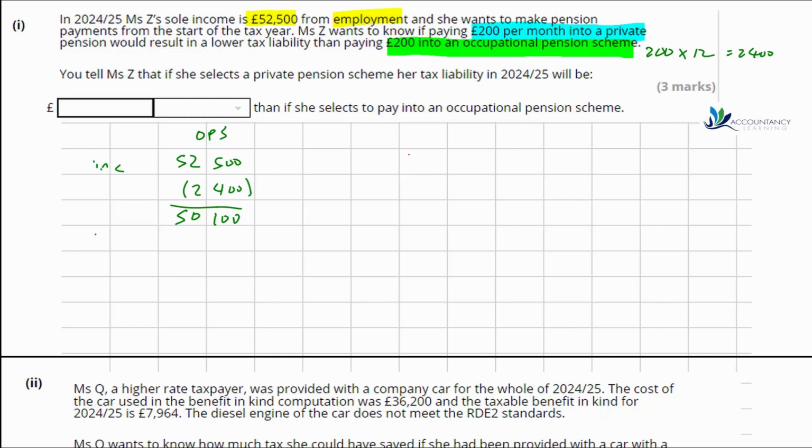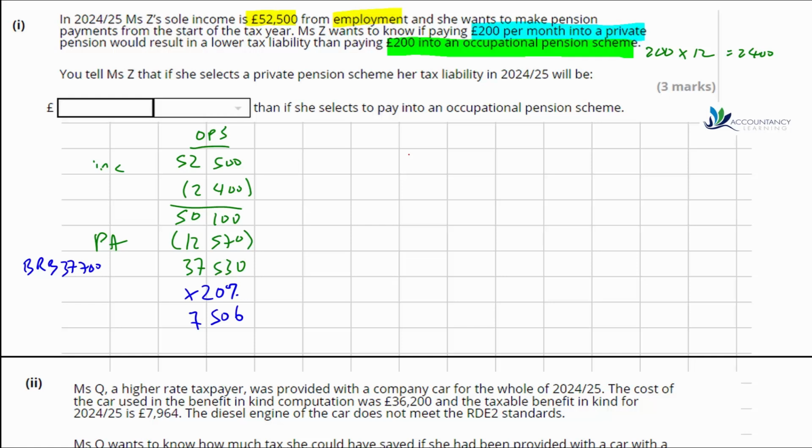Now of that income, remember we've got our personal allowance, so we would deduct the $12,570, leaving us with $37,530. And we can see that's going to be inside the basic rate band, because remember our basic rate band is 37,700. So all of that would be taxed at the basic rate of 20%. So we would pay tax of $7,506 if we paid into the occupational pension scheme.